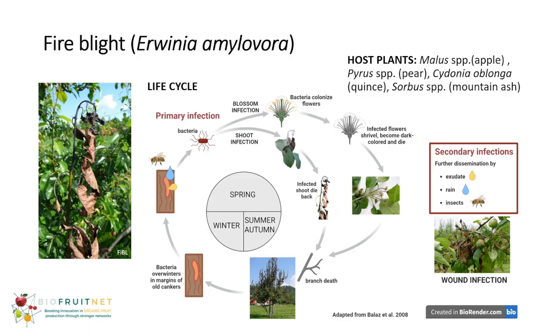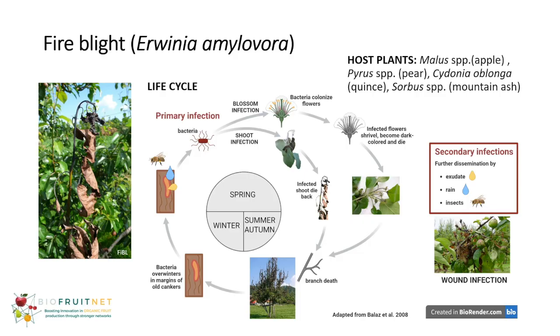Fireblight. Fireblight is the second disease. The life cycle is overwintering in the margins of old cankers. The primary infection by the bacteria can be a blossom infection or a shoot infection. In a blossom infection, the bacteria colonize the flowers. The infected flowers shrivel and become dark-colored and die.